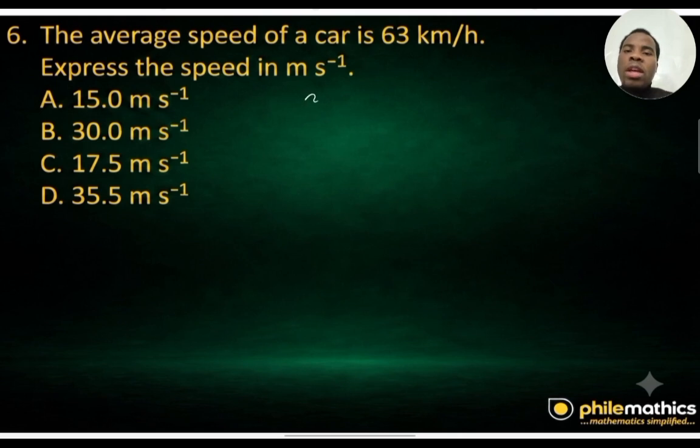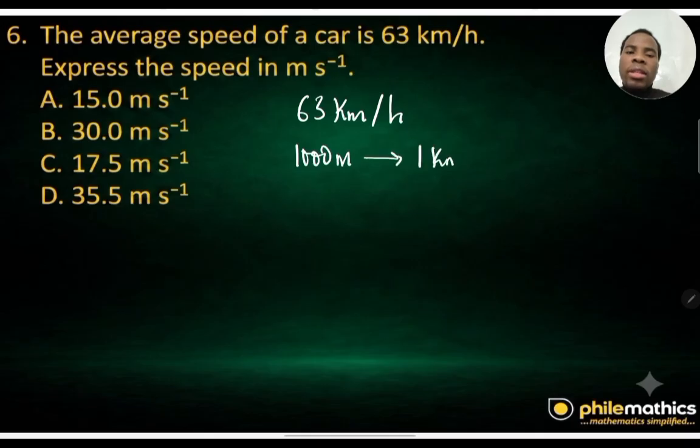So we have 63 km per hour. So you ask yourself, how many meters are in a kilometer? We know that 1000 meters gives us 1 kilometer. And how many seconds are in an hour? We know that 60 seconds make a minute times 60 minutes make an hour.